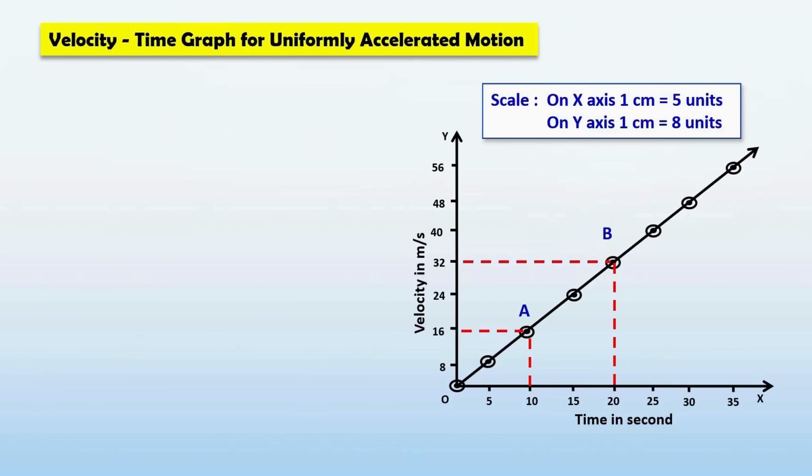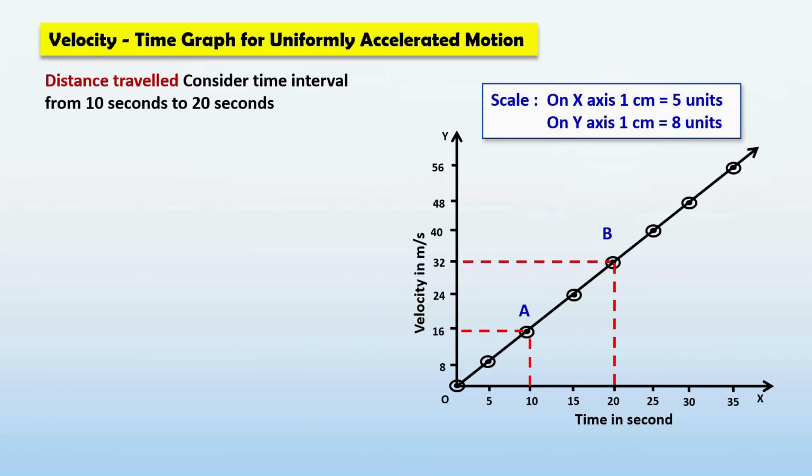Now let us understand how to find the distance traveled from a velocity time graph. Consider the time interval from 10 seconds to 20 seconds. From the graph, at 10 seconds the velocity is 16 meters per second, and at 20 seconds the velocity is 32 meters per second. The distance traveled during a time interval in a velocity time graph is equal to the area under the graph. In this case, the region between 10 seconds and 20 seconds forms a trapezium shape.